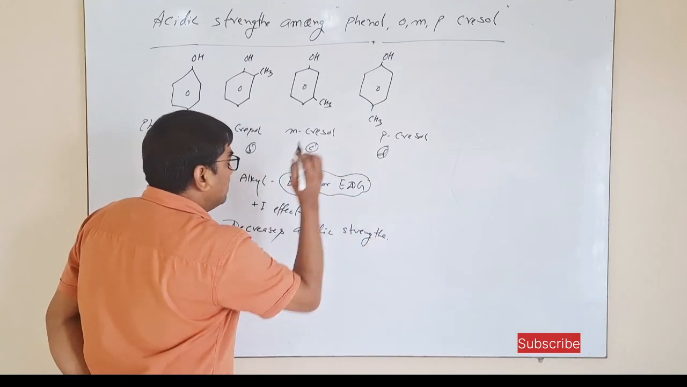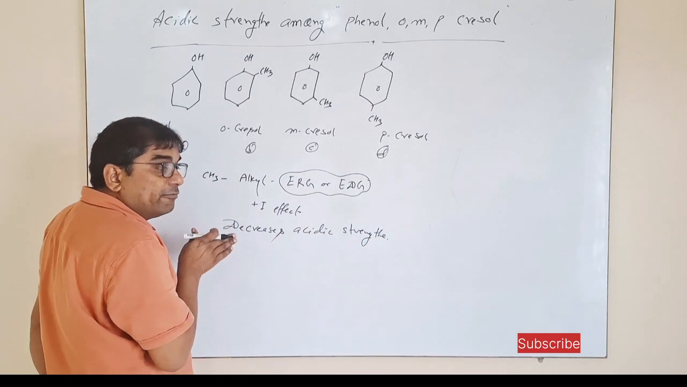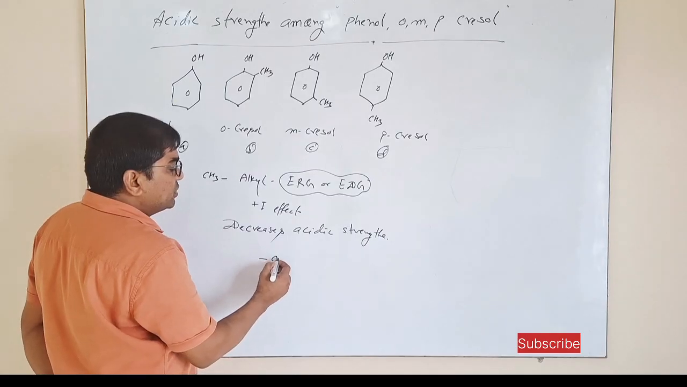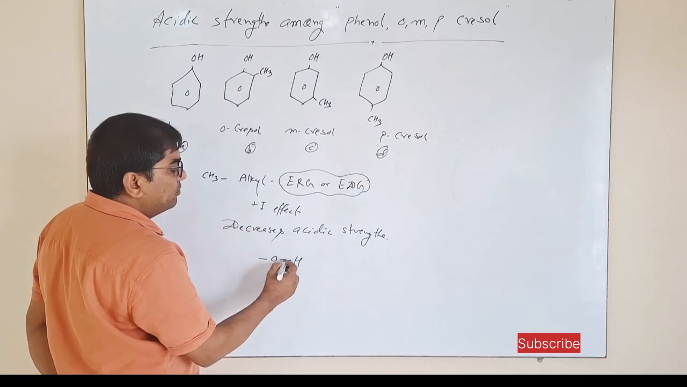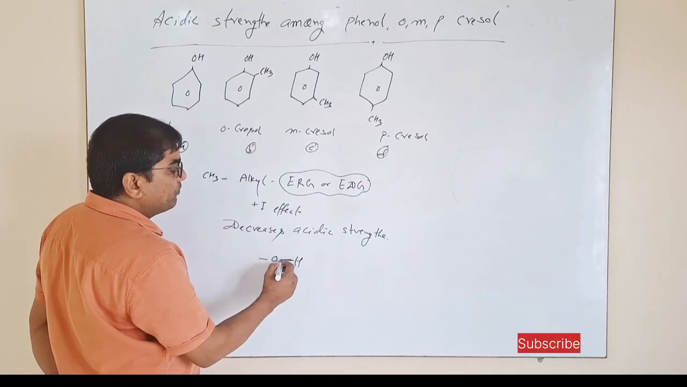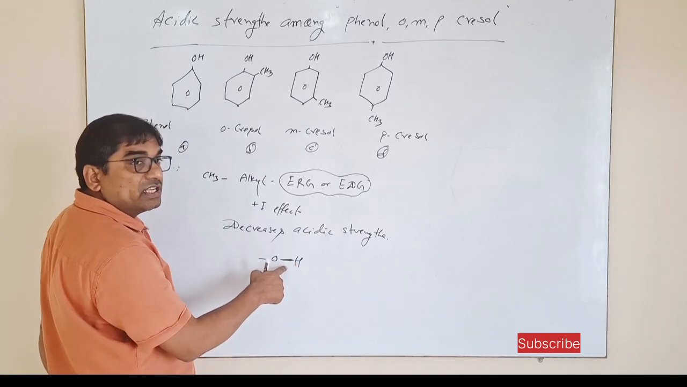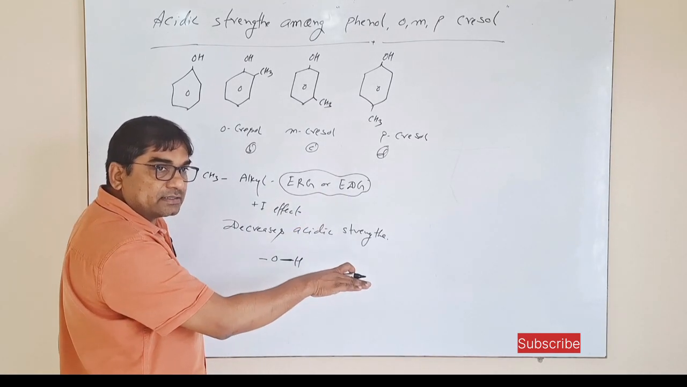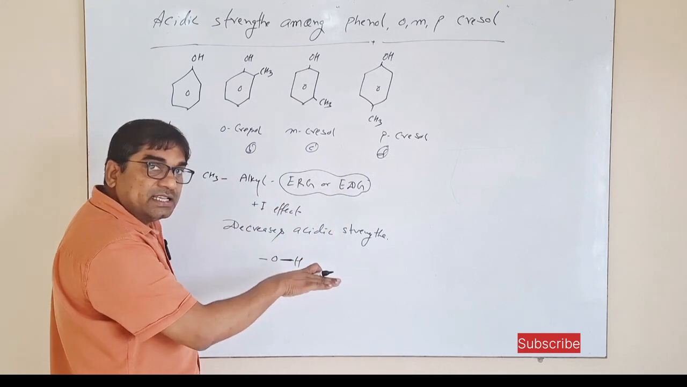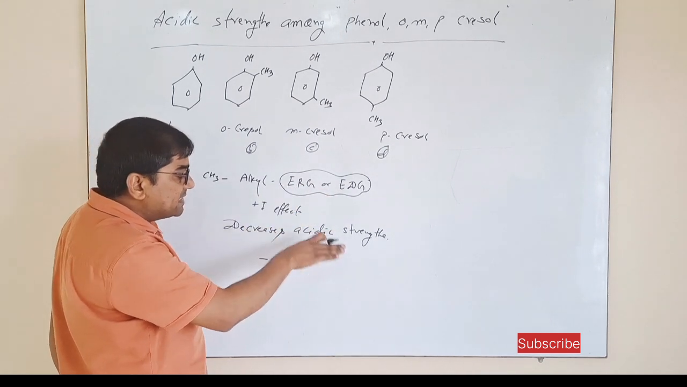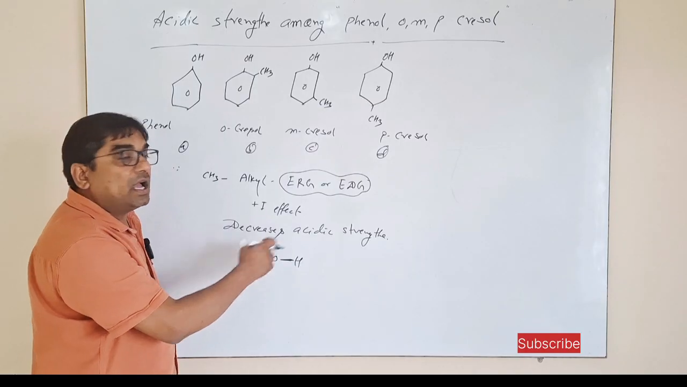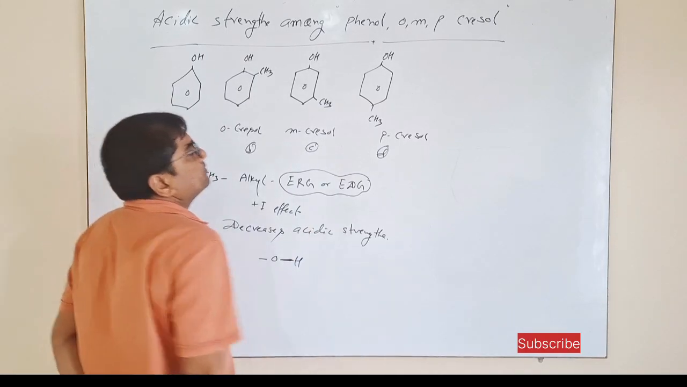Why? Because the plus I effect increases electron density in the chain, due to which the OH bond becomes stronger, and due to the strong OH bond, the release of H plus decreases. Due to the decrease in the release of H plus, acidic strength ultimately decreases.